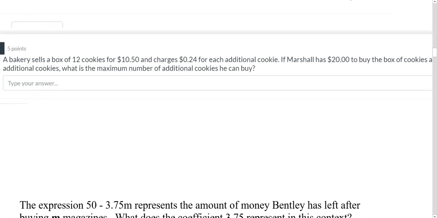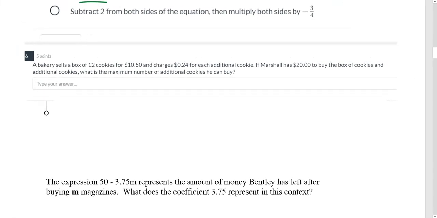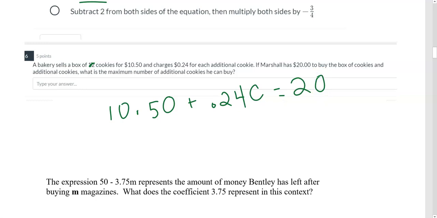All right, now we got this question here, just like in our examples. You have a baker who sells a certain item, and remember I said we don't need this number here. I'm just talking about the money that they have. They spent $10.50 on a box of cookies and charges 24 cents for each additional cookie. So we can call cookie C or X or whatever we want to call it. If Marshall has $20 to buy the box of cookies, so we know that he's got 20 to spend. He's already spent $10.50, and now he's going to spend 24 cents more for each additional cookie.